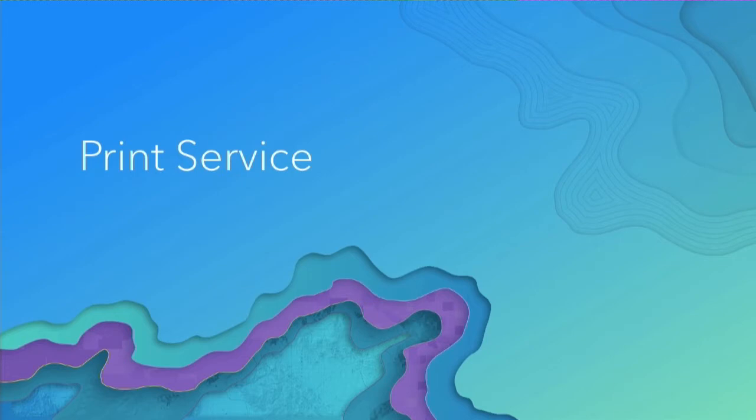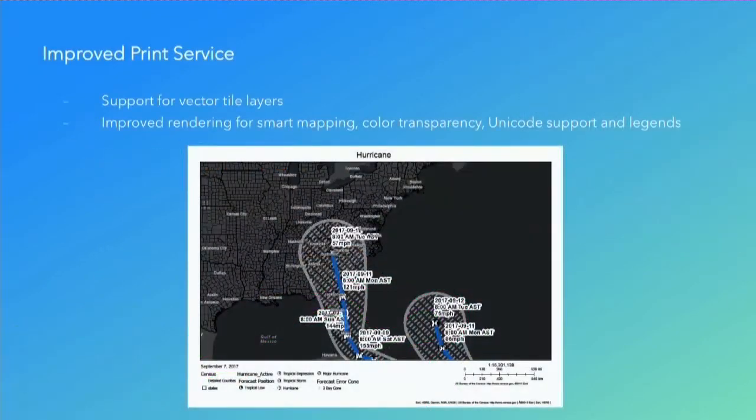How many of you use the print service within the product? I'm betting quite a lot of you. At 10.6, the print service got a significant overhaul, lots of new features. Support for vector tile layers among them. How many of you have been waiting for vector tile layers? Just based on the number of people who are taking pictures, that's good.